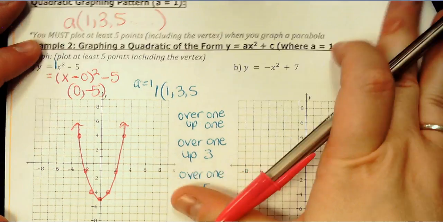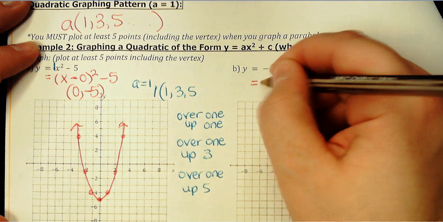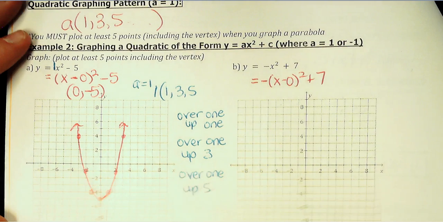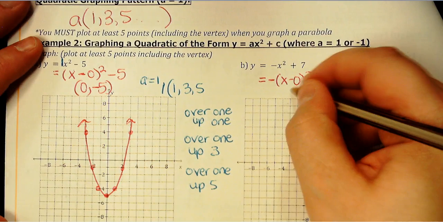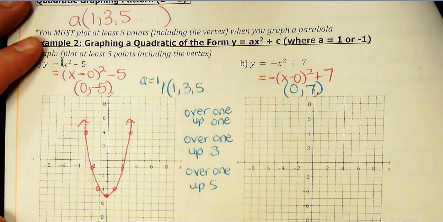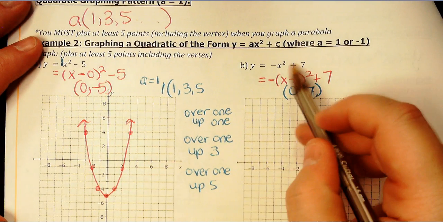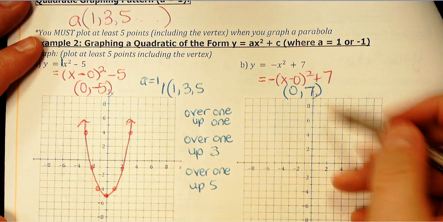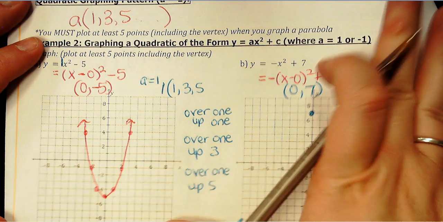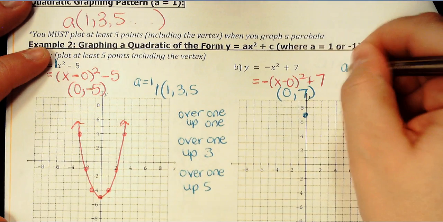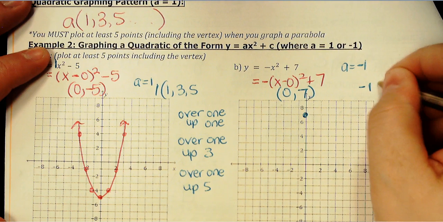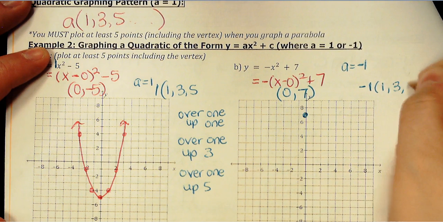Okay, now here, let me just rewrite this real quick. This would be x minus 0 squared plus 7 in vertex form. So the x-coordinate of the vertex there is 0, the y-coordinate is 7. If you don't have any term in the middle with an x, it just keeps the vertex right on the y-axis. So 0, 7, there's my vertex. Okay, now here, a is negative 1. So I'm just going to alter my pattern a little bit, and I'm going to multiply it by negative 1.